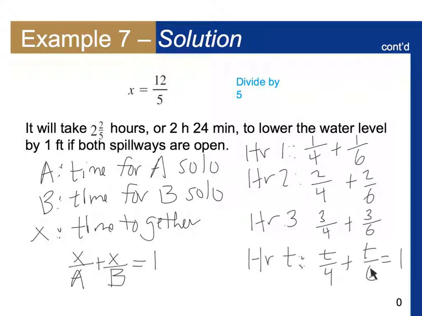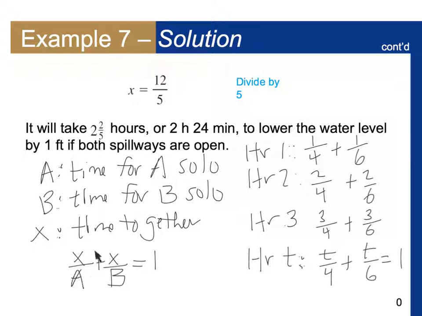So this is our relationship. We have t over 4 plus t over 6 equals 1, and this is kind of our general thing. Time for A solo, this would be our 4. B would be our time for B solo, that would be our 6. And we could say, now we're using x because we used x up here, but that would be our t here. Okay, so x over 4 or t over 4 plus x over 6 or t over 6 equals 1.